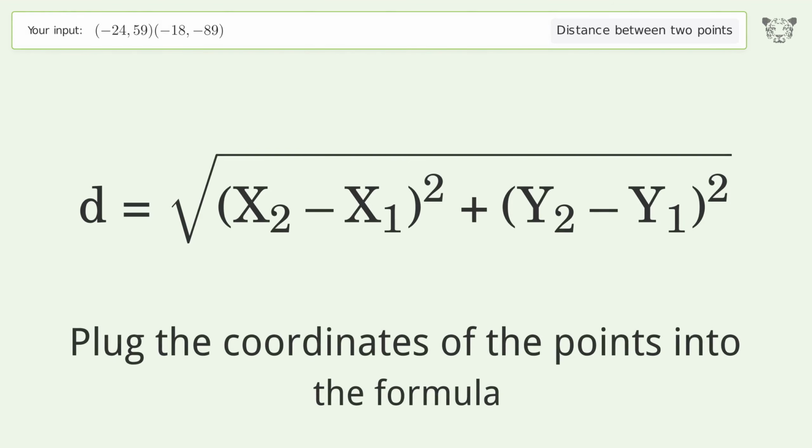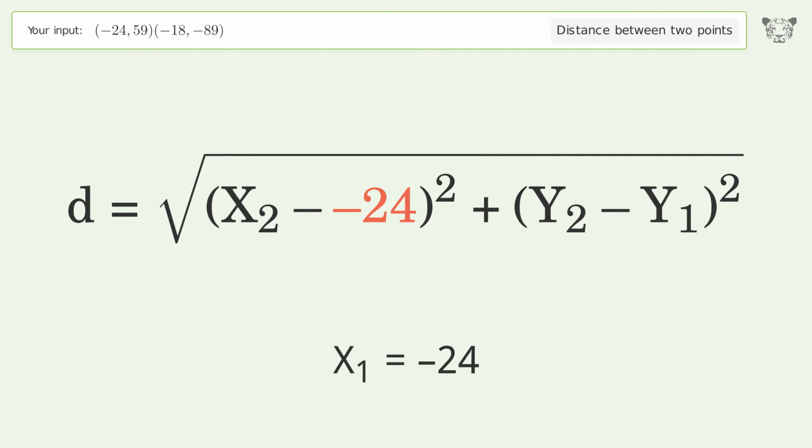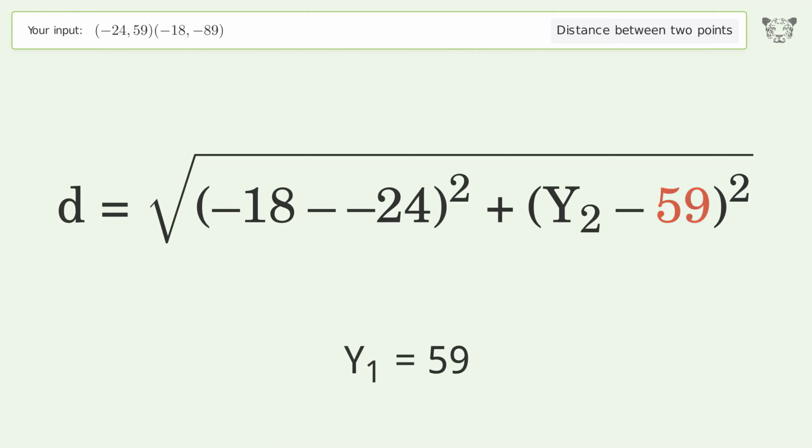Plug the coordinates of the points into the formula. x1 equals -24. x2 equals -18. y1 equals 59. y2 equals -89.